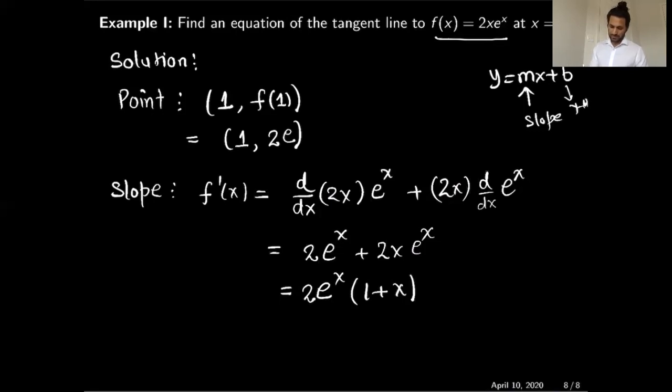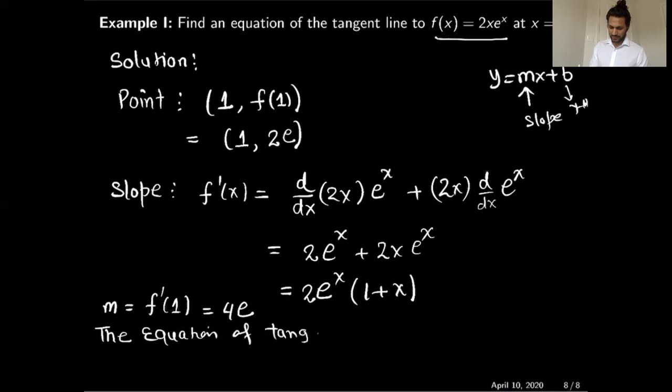If I plug in 1, what is the slope? The slope of the tangent line is what you get when you plug 1 into the derivative, which is the x value. So this is going to become 2, and this is going to become 4e. So when I have a slope, the equation of the tangent line will be basically y is equal to the slope, which is 4e, so 4e x plus b. How to calculate b?